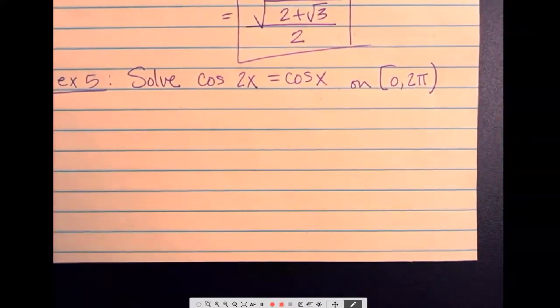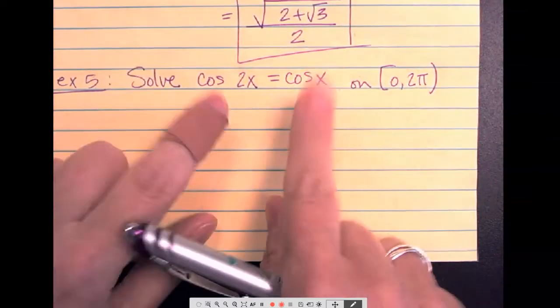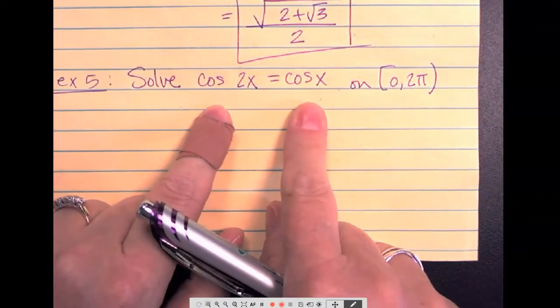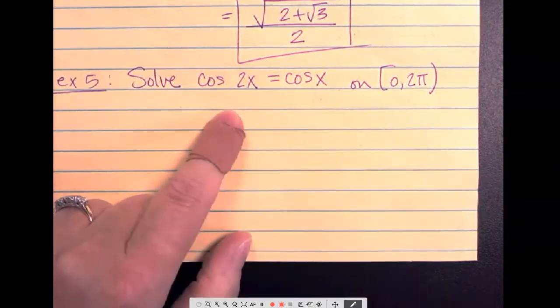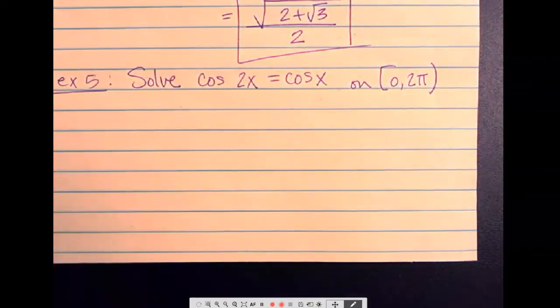Solve cosine 2x equals cosine x on the interval 0 to 2 pi. So at some point, I'm going to have to look on my unit circle and find an answer. Do you know what the answer is based on that? Let's do a little work. Which formula section am I going to for this? The double one, right? Cosine 2x.